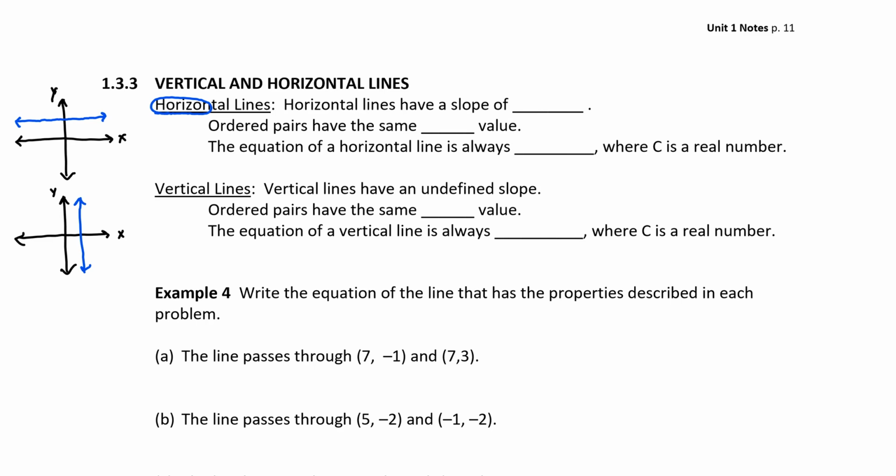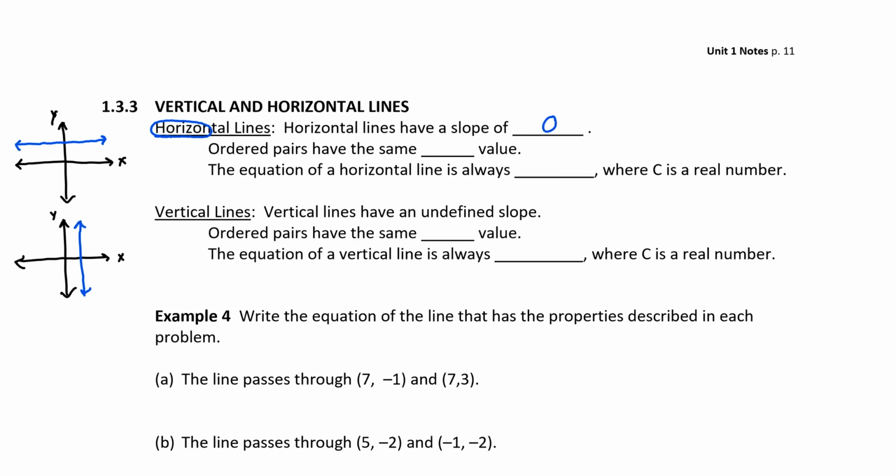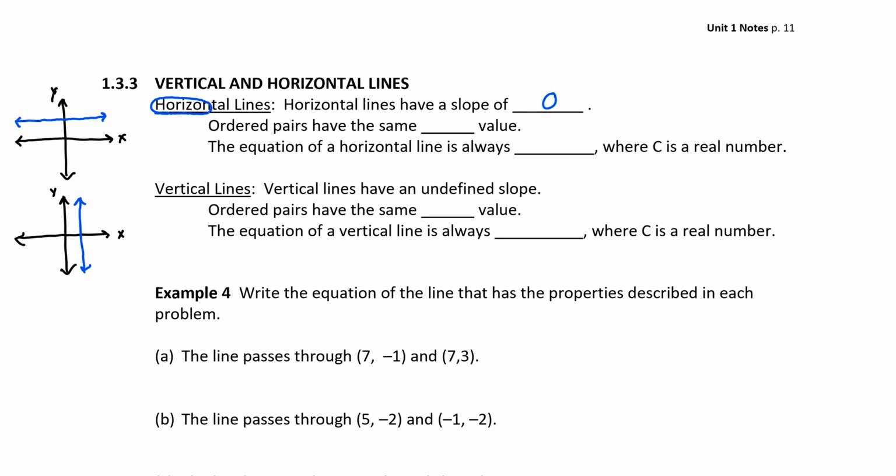Horizontal lines have a slope of 0. Notice in a horizontal line that between any 2 points there is a run value, but there's no rise between those 2 points. So the rise is 0 even though there is run, which causes horizontal lines always to have a slope of 0. Ordered pairs always have the same y value.